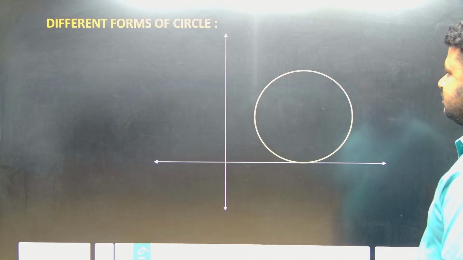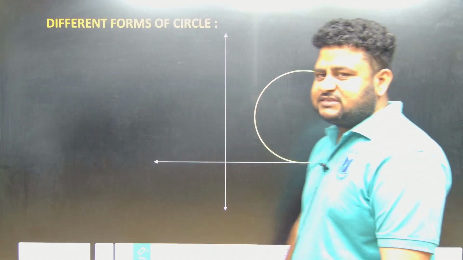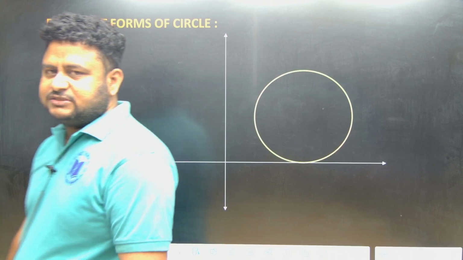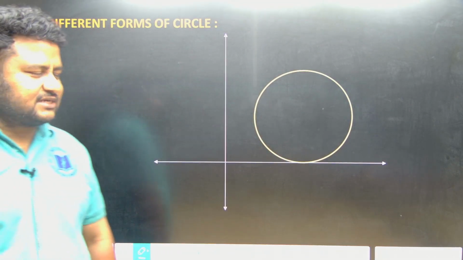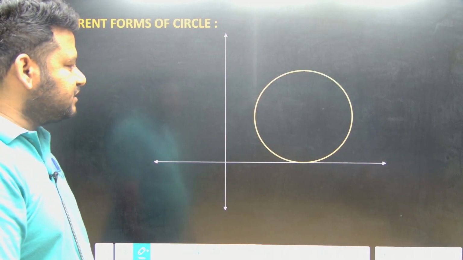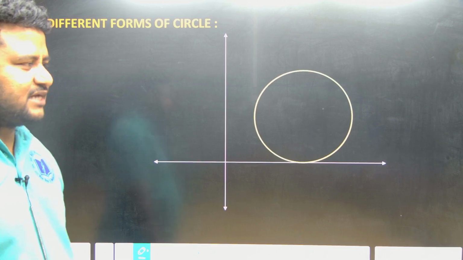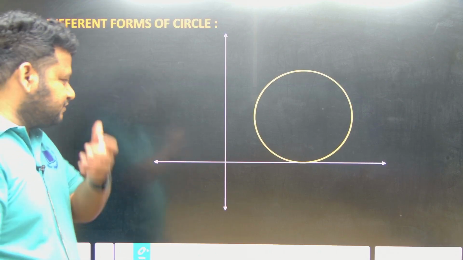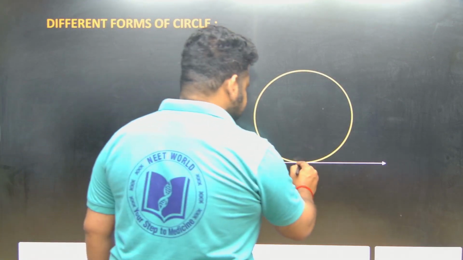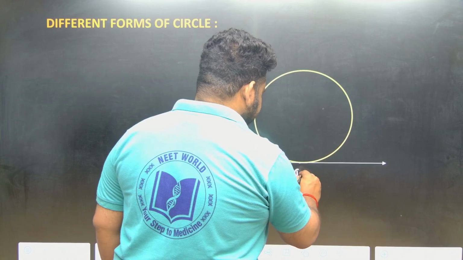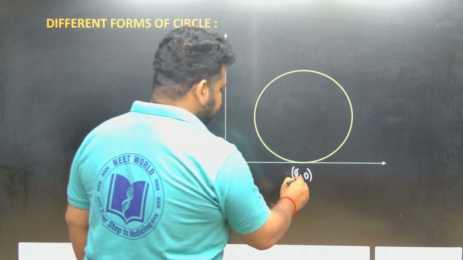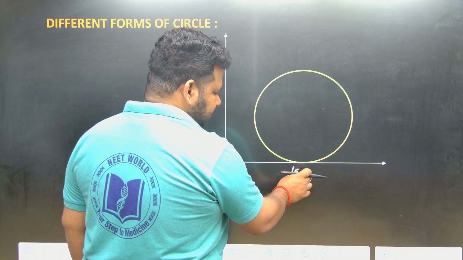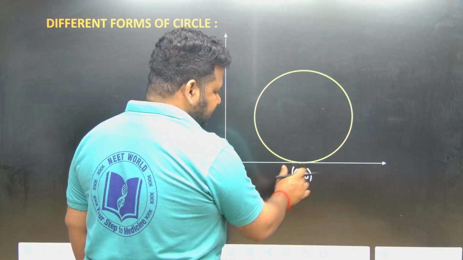C will not be there. Different forms of the circle. If the circle is touching the x axis, what will happen to the equation of the circle? If the circle is touching the x axis at the point a comma 0, here there will be a center.